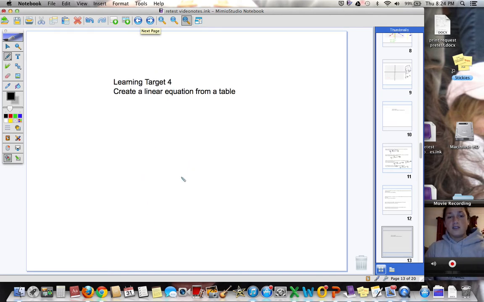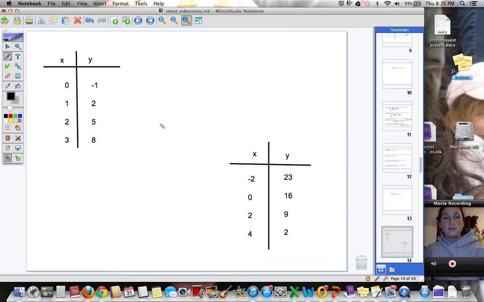Learning target 4, this is if you need to redo learning target 4. Create a linear equation from a table. All right, so the first thing I'm going to do is I'm always going to write my y equals blank x plus, so that way I don't forget my x. Then the easiest thing for me to find is where my x is 0. Here's where my x is 0. I'm going to go across. That's a y of -1, so that -1 is going to go at the end. That's my y-intercept. My y-intercept is always where my x is 0.